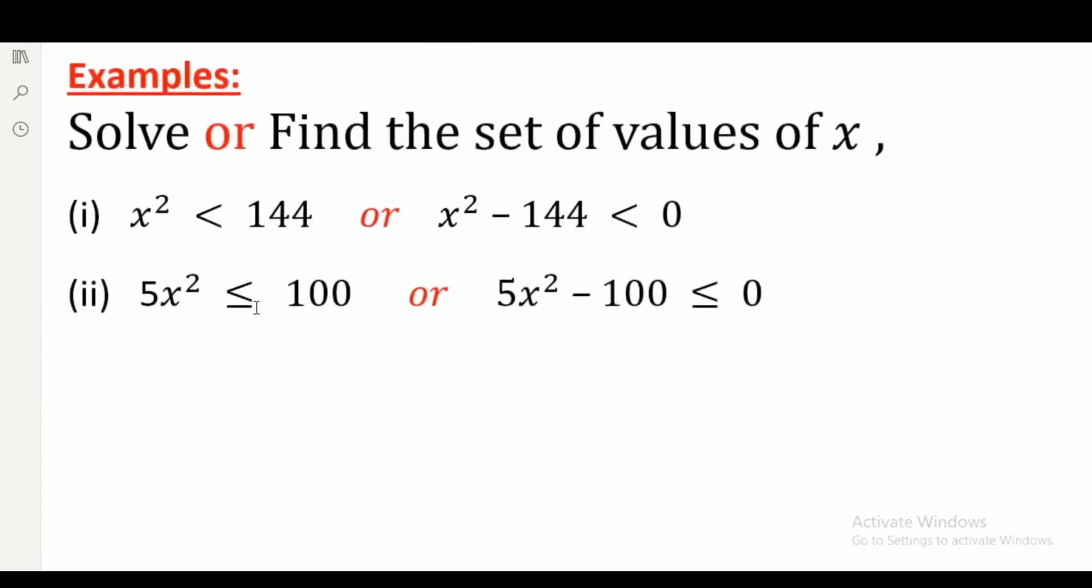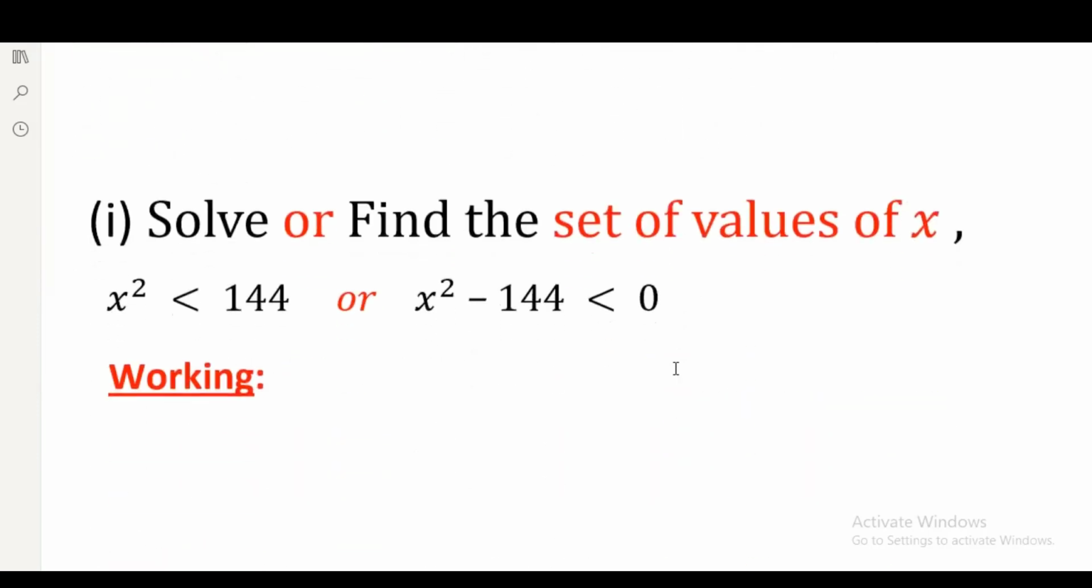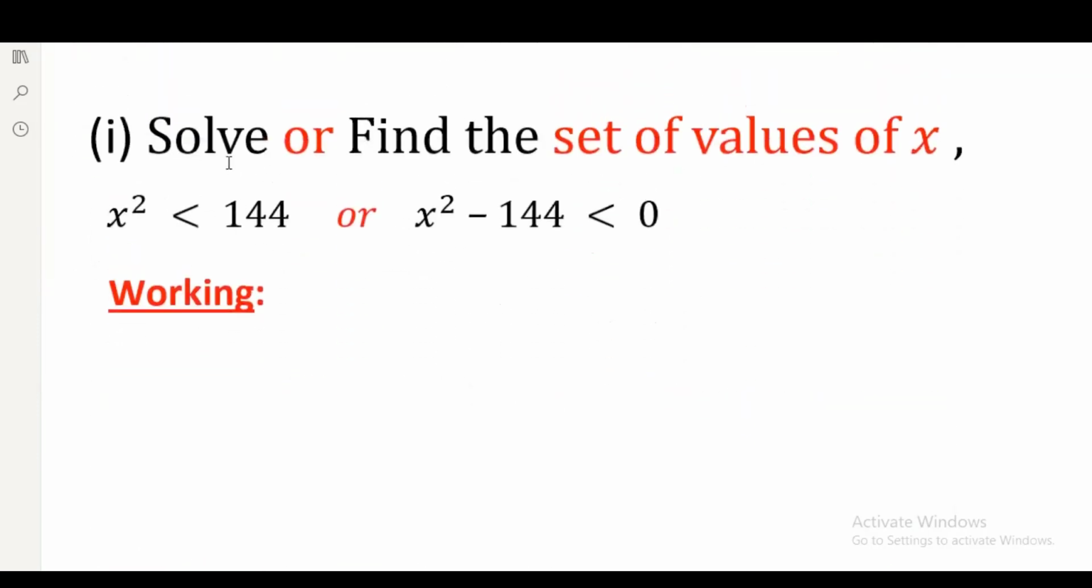The command is solve, or find the set of values of x. There are two inequalities here. x squared is less than 144, or x squared minus 144 less than 0. And the second one is 5x squared less than or equal to 100, or 5x squared minus 100 less than or equal to 0. In this video, I'm going to explain how to solve these inequalities. So I'm going to take one example.